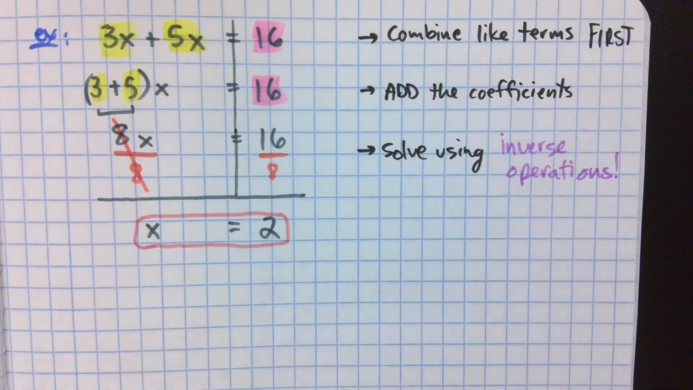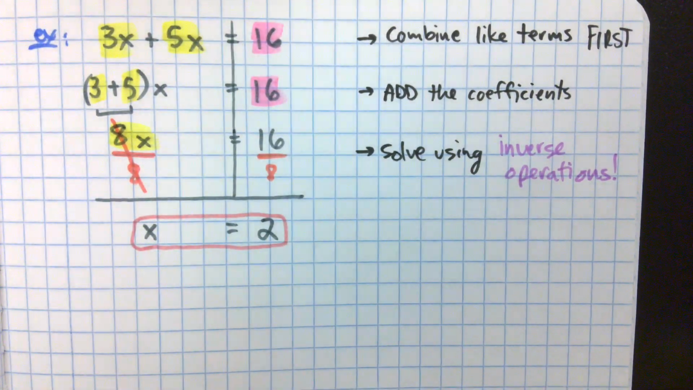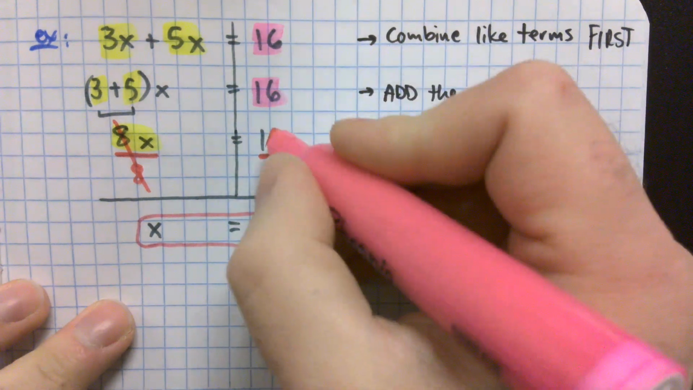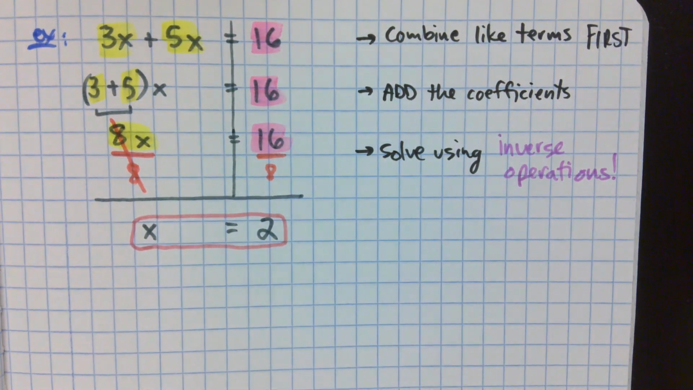Solve using our inverse operations, just like we did yesterday, once all of our like terms are combined. So we can even see now we've got that 8x, one single variable term, and one single constant term. That's how we know we're ready to solve.